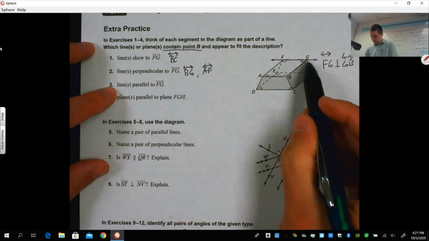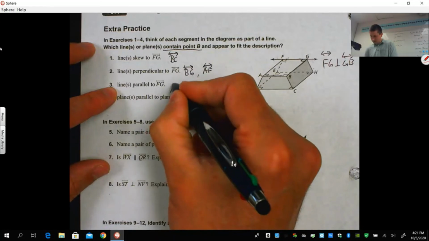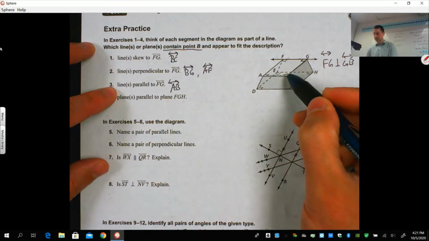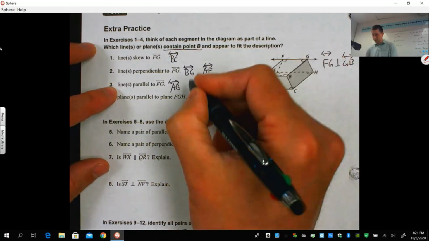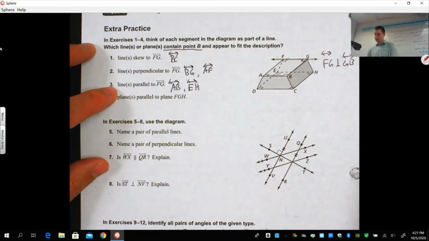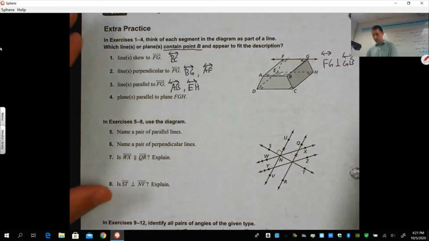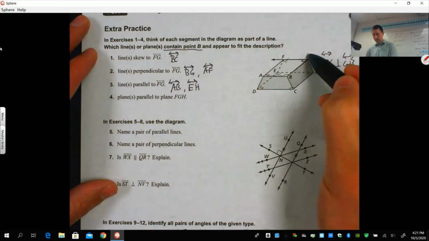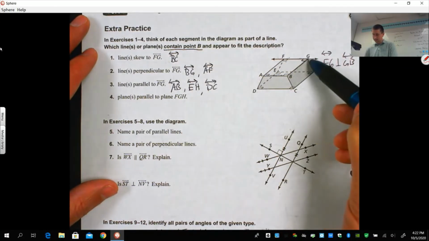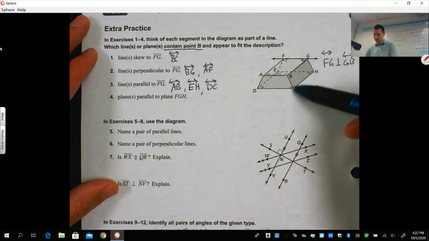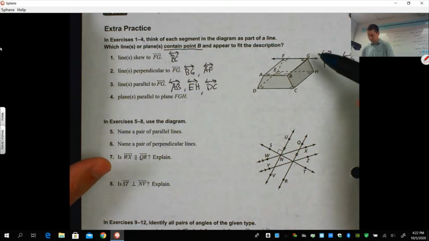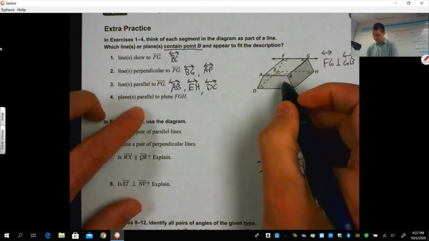Lines parallel to FG. Well, that'd be AB. Okay, it's in the same plane, has to be coplanar and parallel to it. And then EH. EH is on that back plane with it. Now sometimes you could accept DC, and I'm going to put that down here right now. That's kind of one that could be forgotten here. DC, because it is coplanar, that plane would kind of go through an angle of that shape there. Okay, so that could be coplanar. So those three would be the ones we'd want to put down there.